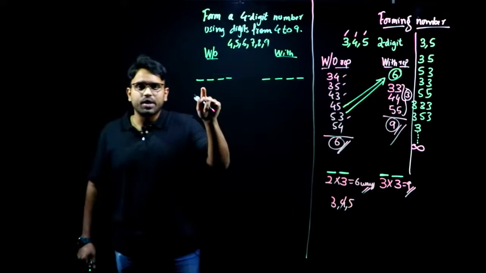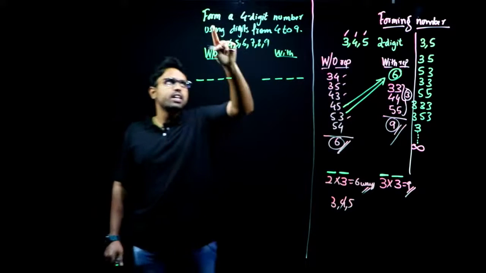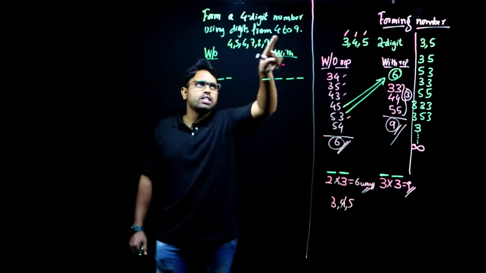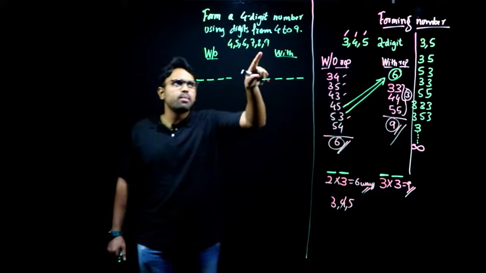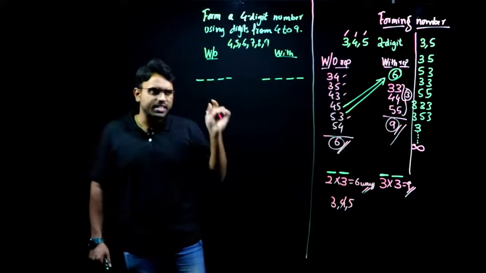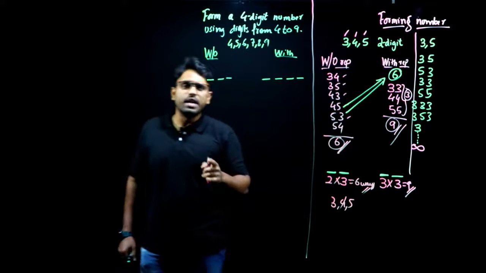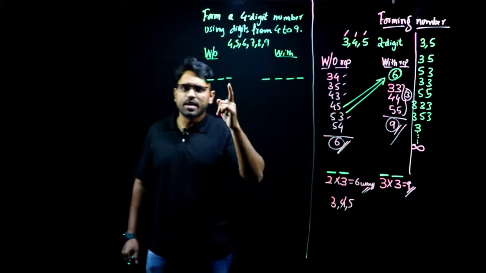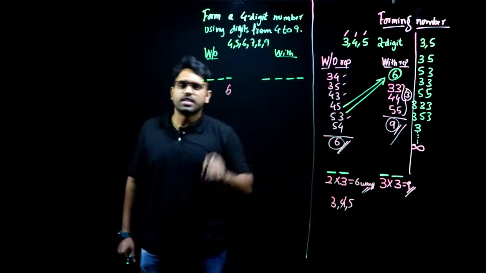Now you guys are going to help me solve this question, which says form a 4-digit number using digits from 4 to 9. How many numbers do I have? I have 6 numbers. Without repetition case, in how many different ways can I fill the units place here? I can fill it in 6 different ways.